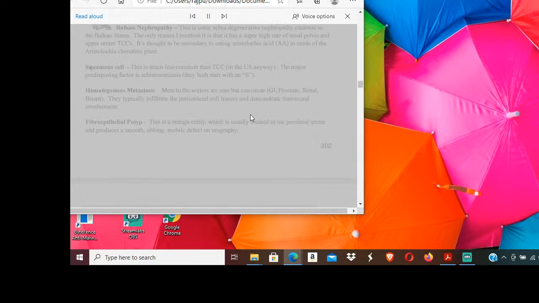Balkan nephropathy. This is some zebra degenerative nephropathy endemic to the Balkan states. The only reason I mention it is that it has a super high rate of renal pelvis and upper ureter TCCs. It's thought to be secondary to eating aristolochic acid, AA, in seeds of the Aristolochia clematitis plant.